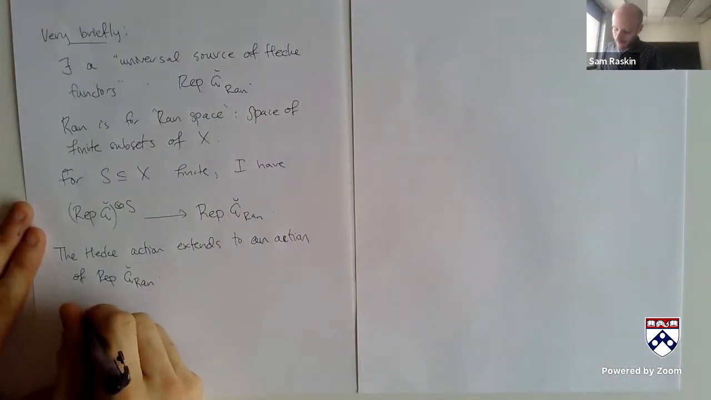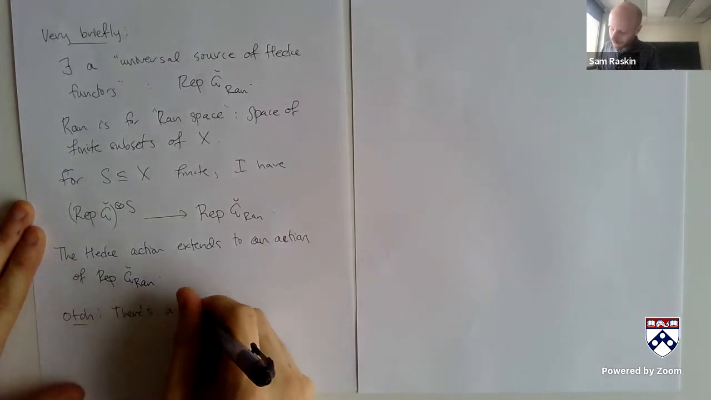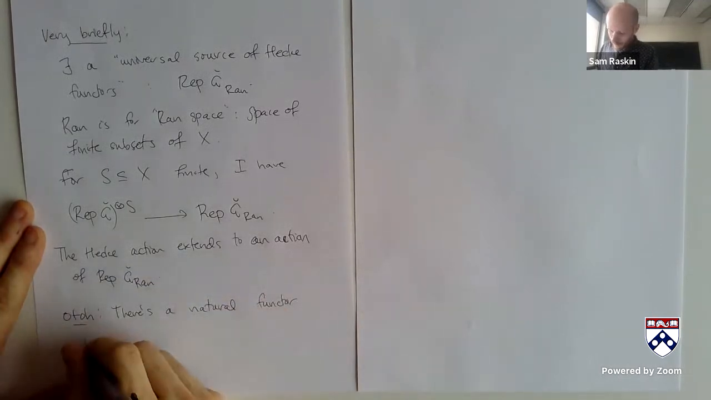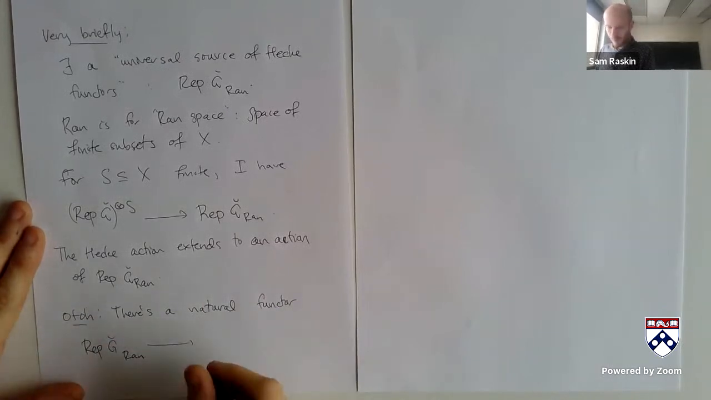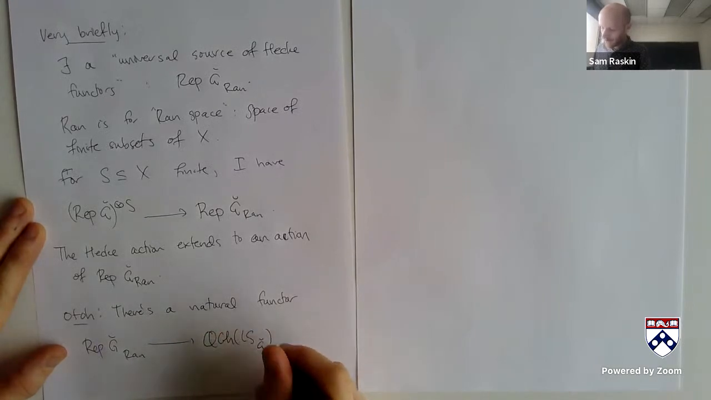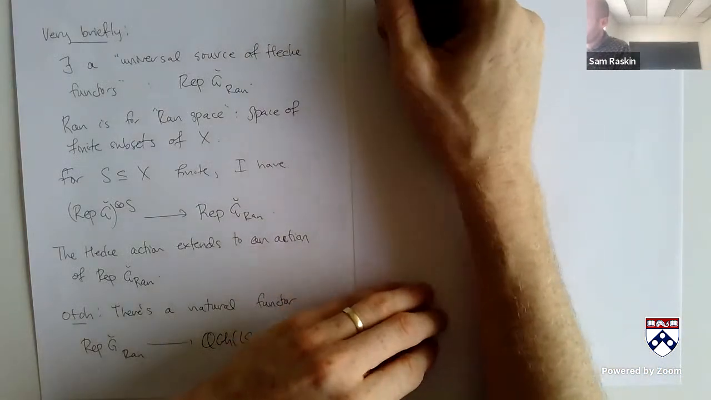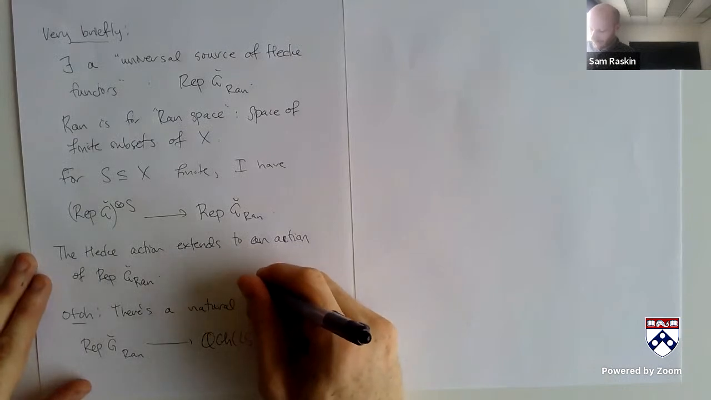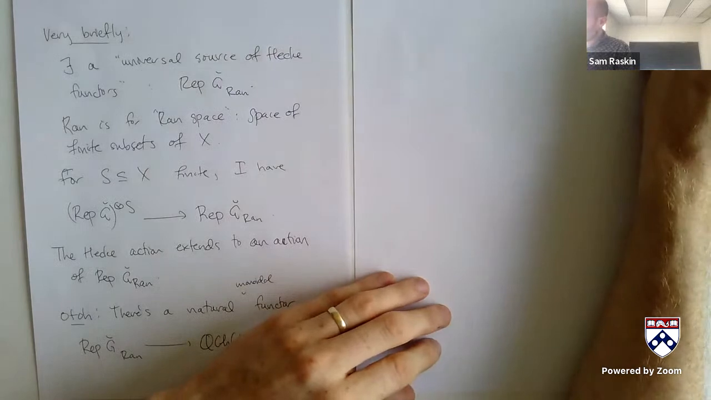Okay, so this extends to here. On the other hand, there's a natural functor from this Rep G check run to the space of quasi-coherent sheaves on the space of local systems for G check. Let me explain what this is for a second. It's natural, and it'll be symmetric monoidal.